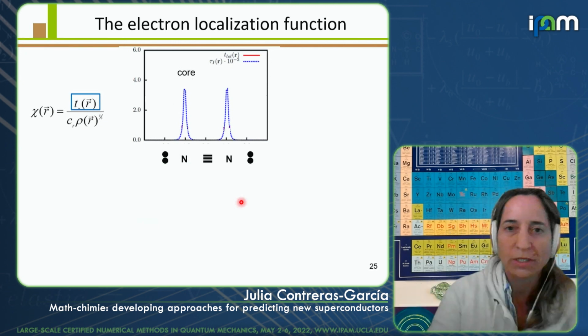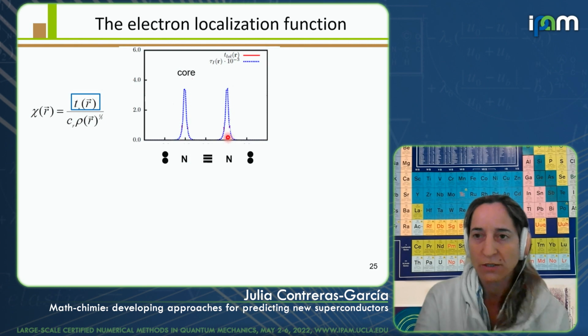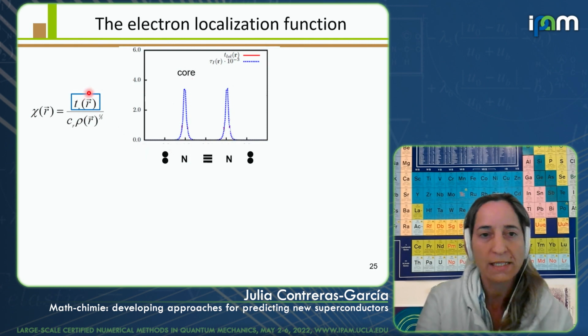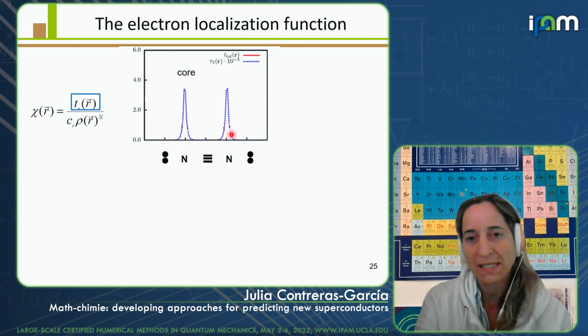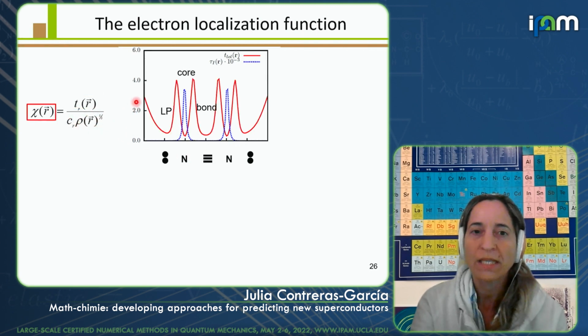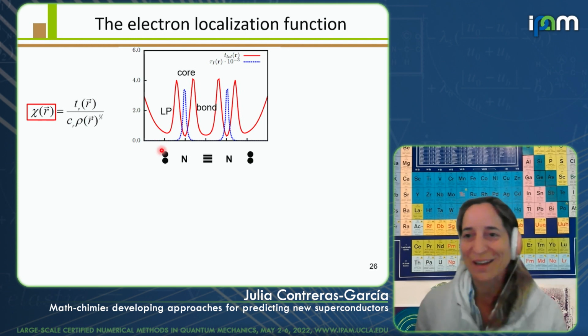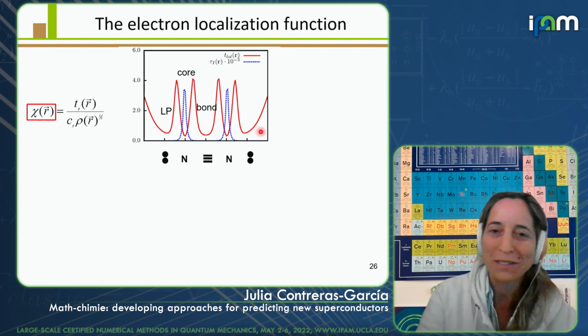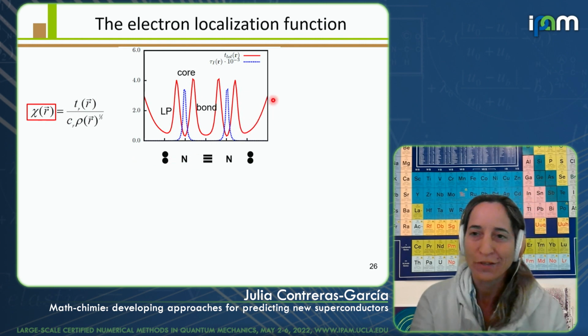This is the nitrogen molecule. And here we have one nitrogen atom, and here we have another nitrogen. Now, this Pauli kinetic energy density, as I was telling you, will only peak at the cores because they have a much higher electron density. Once we divide by the homogeneous electron gas, we obtain the red curve, which I find just amazing every time I show it, because just by doing that, you retrieve the full chemistry of this molecule.